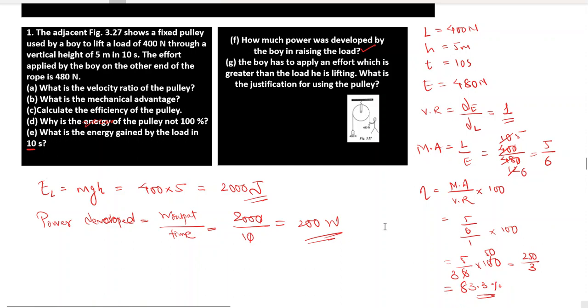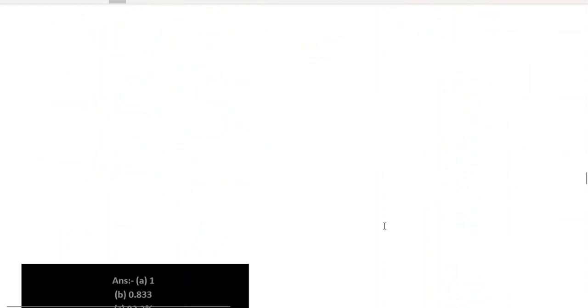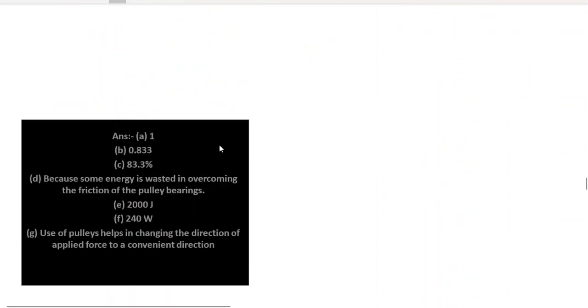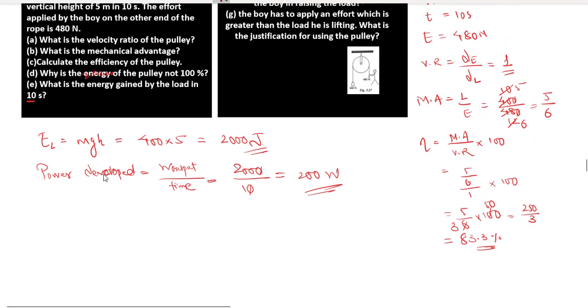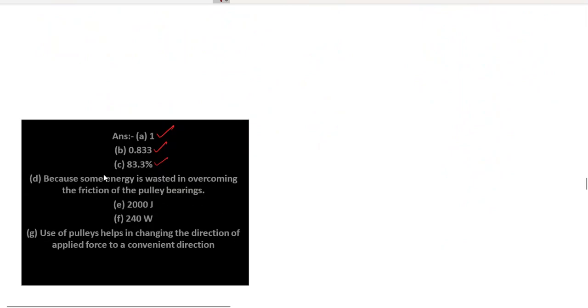Let's find all the answers, whether they are correct or not. See, velocity ratio is 1. Mechanical advantage is 0.833, absolutely perfect, 5 by 6. This is the efficiency. What was the D question? D question is why is the efficiency not 100%? Because energy is wasted in overcoming the force of friction of the pulley bearings. Perfect.